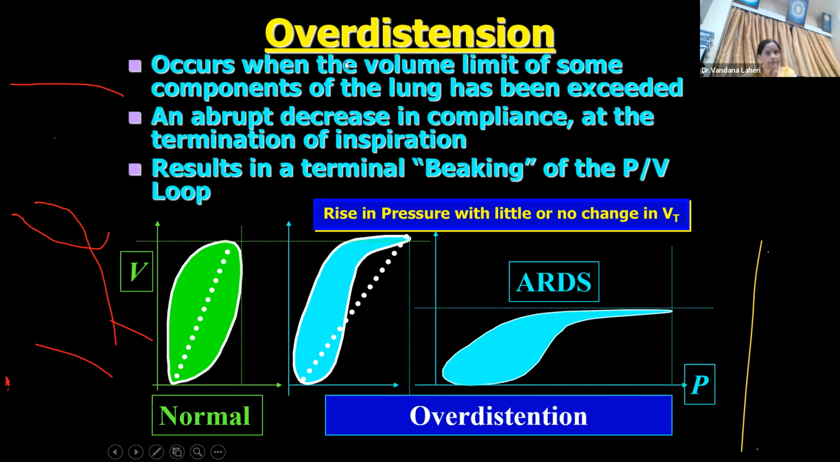It occurs when some components of the lung exceed their volume limit, causing an abrupt decrease in compliance at the termination of inspiration. And it results in a terminal beaking of the PV loop. So this beaking of the PV loop, you will see in ARDS, and whenever you are giving unnecessarily high pressures.